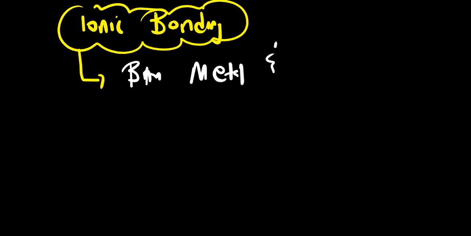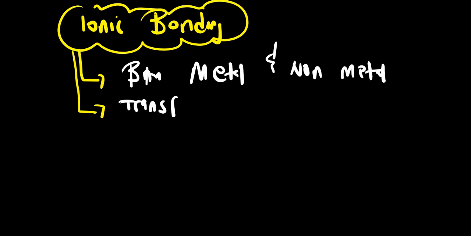So what is ionic bonding? What you should know about ionic bonding, one is that it is a kind of bonding that happens between a metal and a non-metal. Now what happens? There is transfer of electrons.